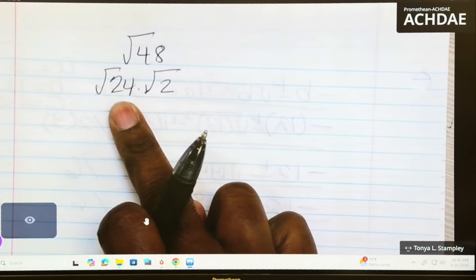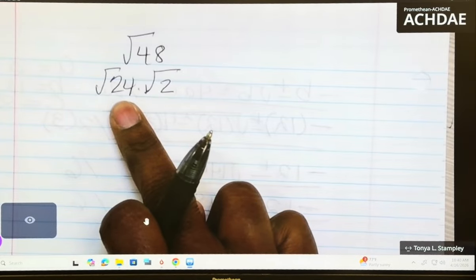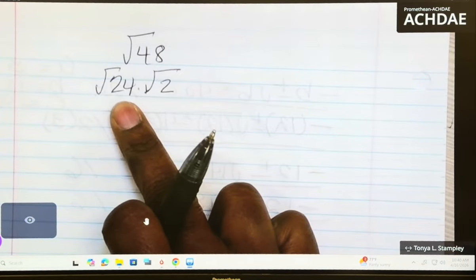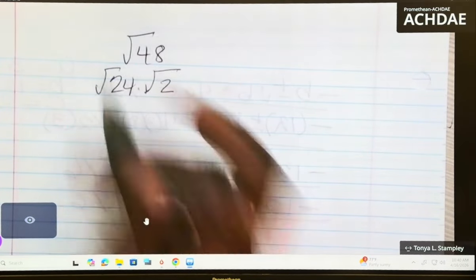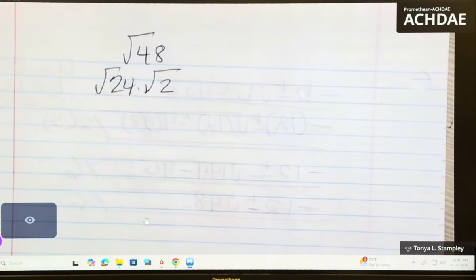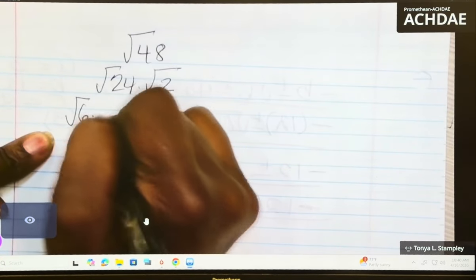But can I break down this 24? Is there any perfect square in 24? What numbers do we multiply to get 24? 4 and 6, 3 and 8, 12 and 2, right? Which one of them is a perfect square? 4, right? So I want to use 6 and 4. Does it matter though? No, because we're still going to end up with the same thing. So I'm going to put radical 6 times radical 4 times radical 2. Don't forget that 2 that's hanging on there. Are y'all with me?